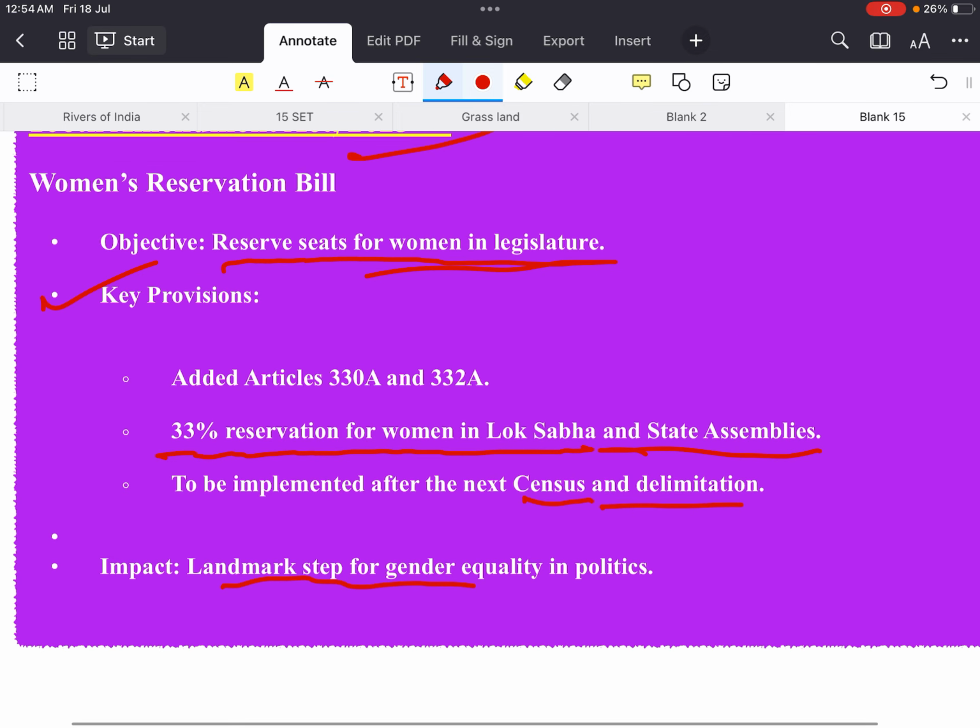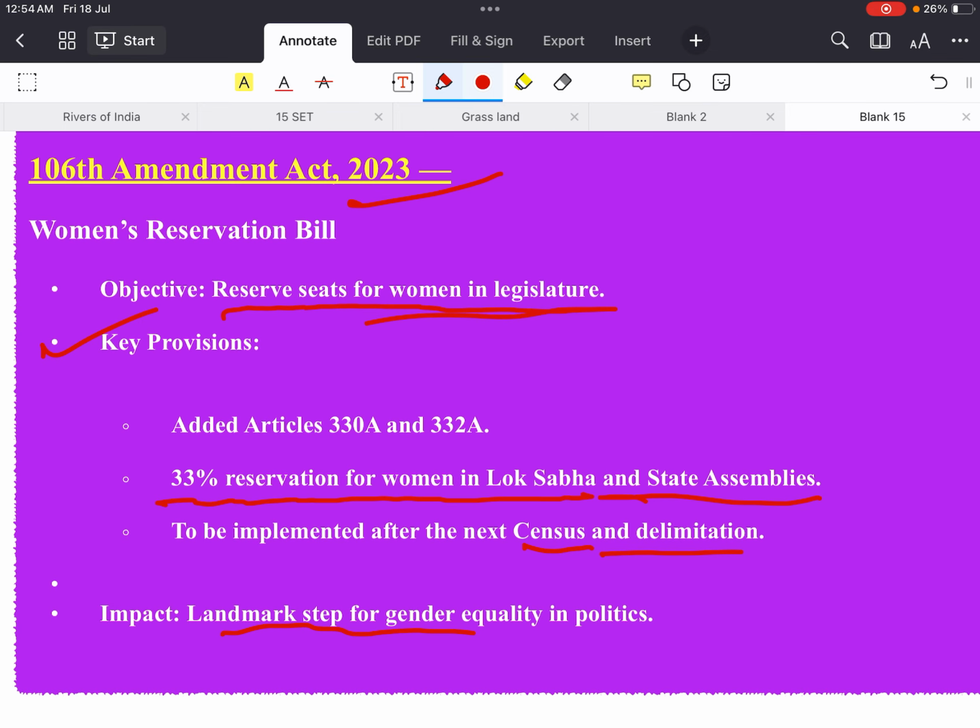Here we completed the important Constitutional Amendment Acts.